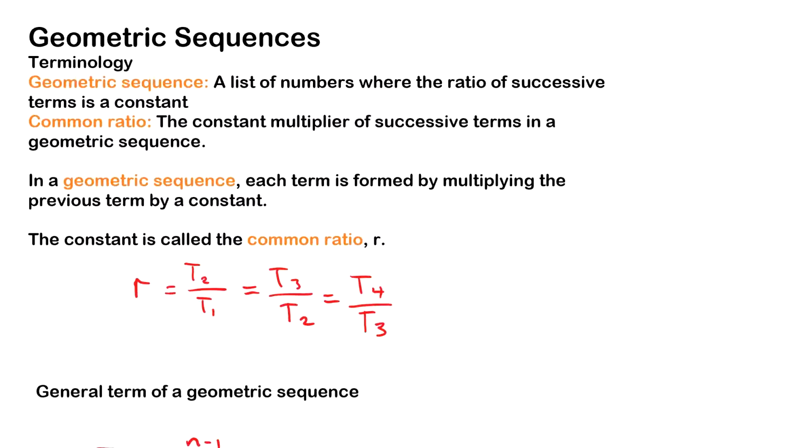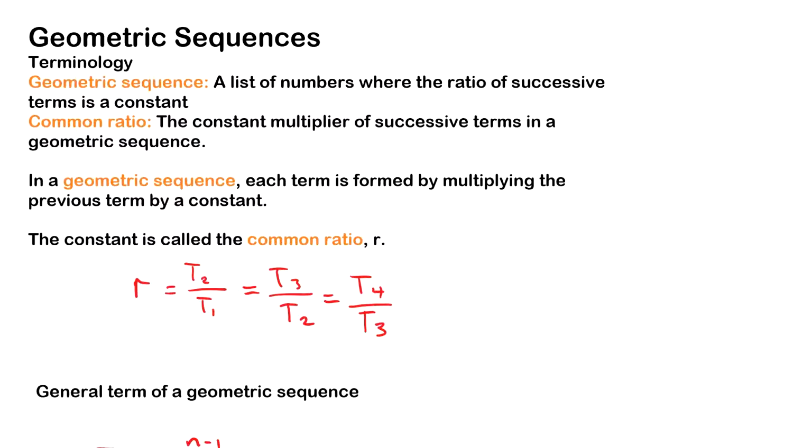This video covers geometric sequences, so we're going to cover some terminology first. A geometric sequence is a list of numbers where the ratio of successive terms is a constant. This constant is also known as the common ratio, the constant multiplier of successive terms in a geometric sequence. In a geometric sequence, each term is formed by multiplying the previous term by a constant. And like I said, the constant is called the common ratio, and its symbol is r.